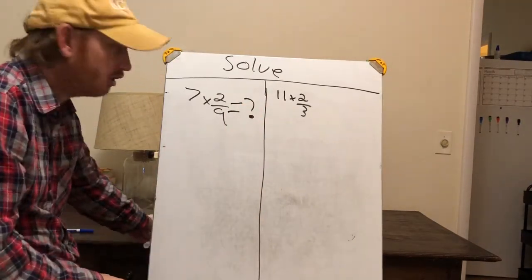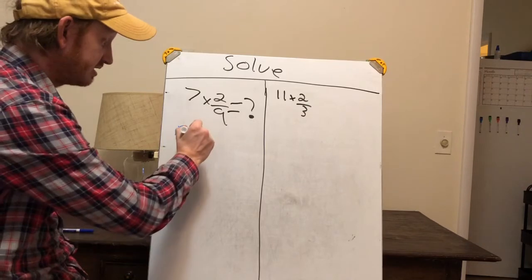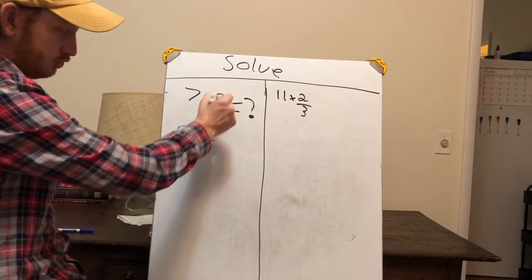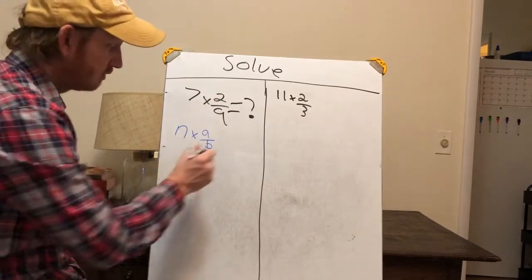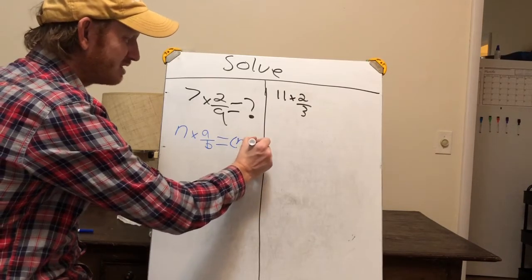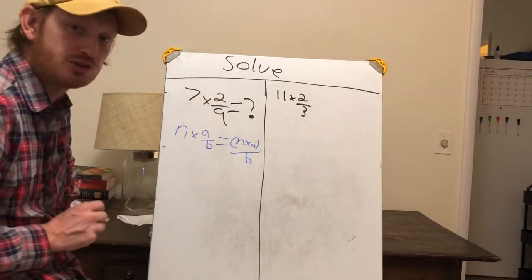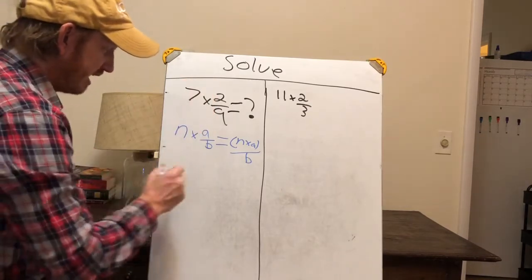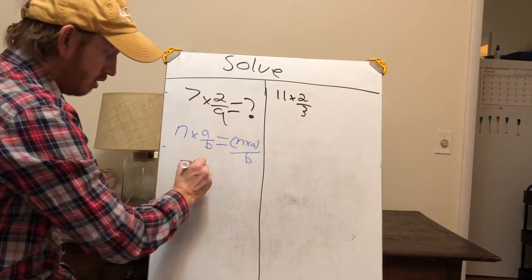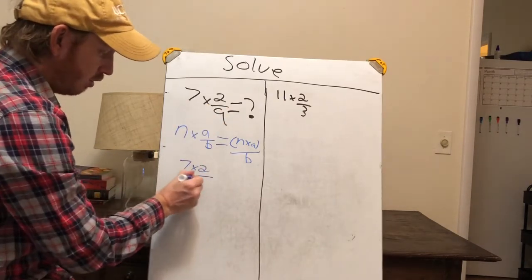Well, if we remember our formula, n, which is the same as 7 in this case, times a over b, the 2 is the a and the 9 is the b, is equal to n times a over b. And now I'm just going to substitute my numbers in. So the 7 is the n, so we have 7. The a is 2, so 7 times 2, over b, over 9.